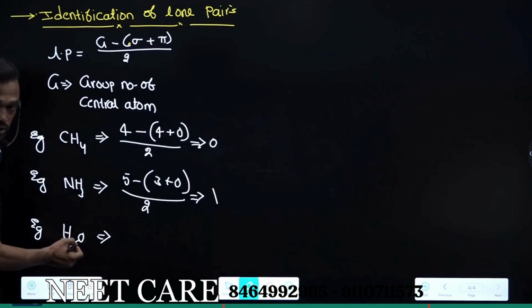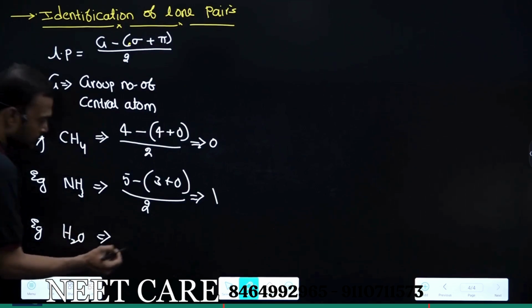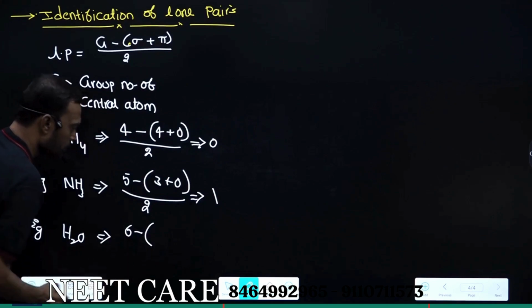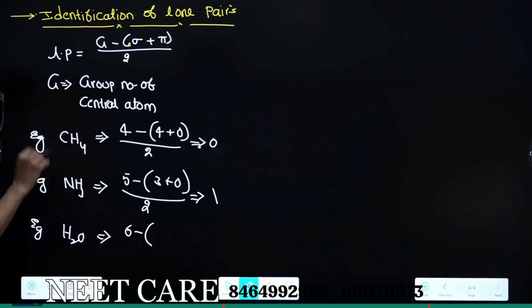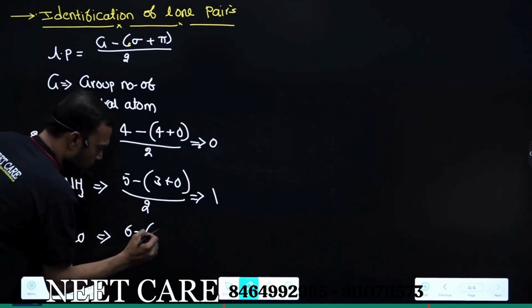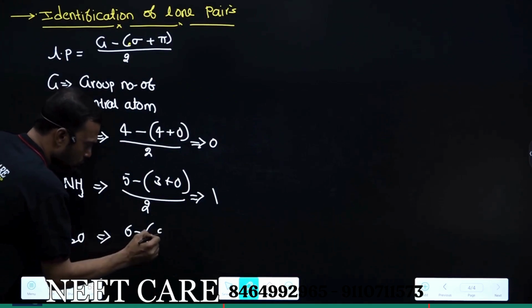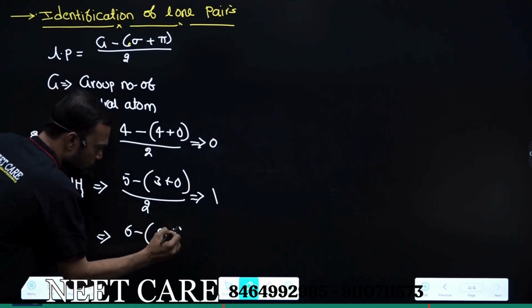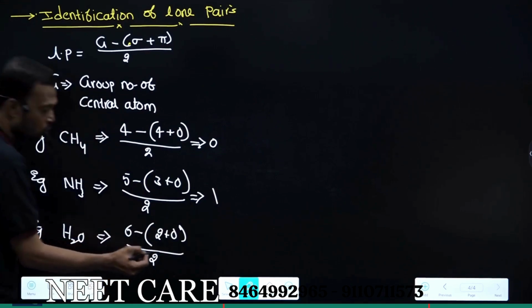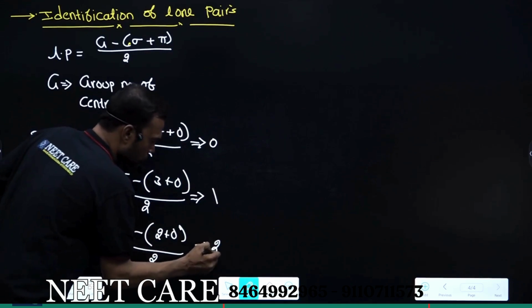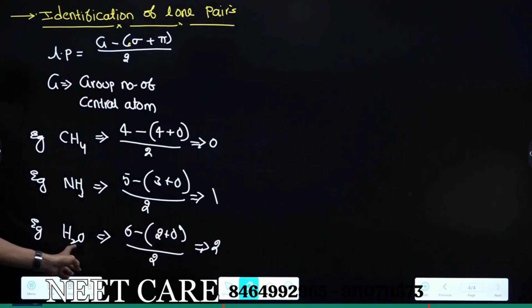Suppose I take the water molecule H2O, how to calculate? The group number of oxygen is what? 6th group element it is. So 6 minus sigma bonds; the lone pairs can be calculated if you know the sigma bonds. Every hydrogen is 1 sigma bond. Here 1 sigma bond and here 1 more sigma bond. Total 2 sigma bonds. There is no pi bond. It is further divided by 2. Now 6 minus 2 is 4, 4 by 2 is 2. Means you will get 2 lone pairs.